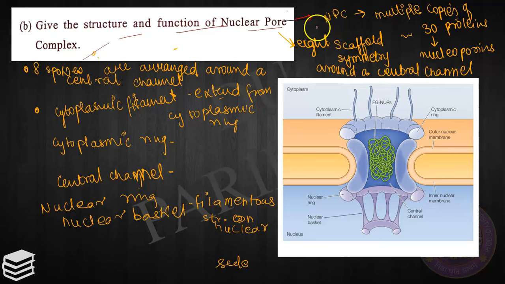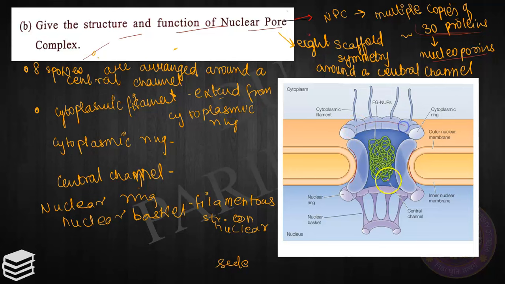It has a diameter of around 120 nanometers and it is composed of multiple copies of 30 different proteins. These are known as nucleoporins, and the nuclear pore complex has an 8-fold scaffold symmetry around the central channel. This is the central channel. In this, 8 spokes are arranged around the central channel, 4 here, 4 here. These 8 spokes extend from the nuclear channel and are connected by the nuclear rings on either side.